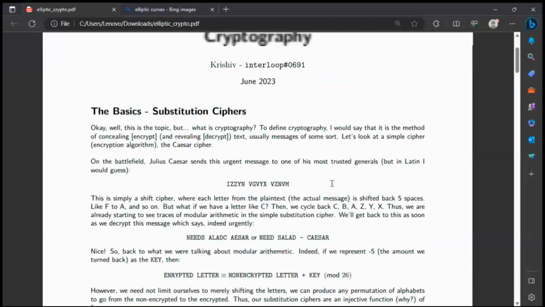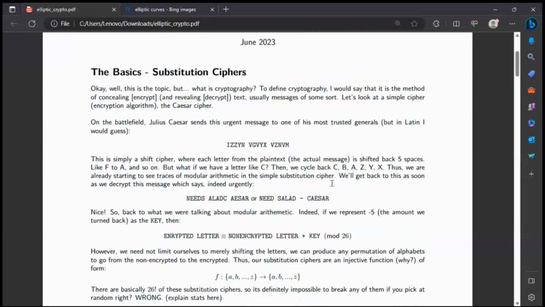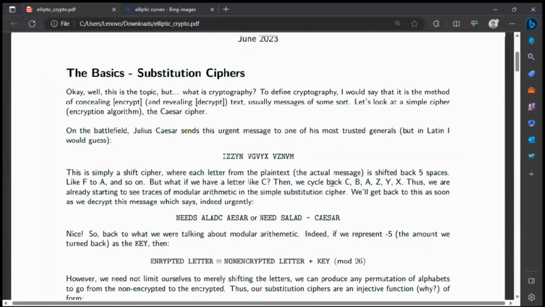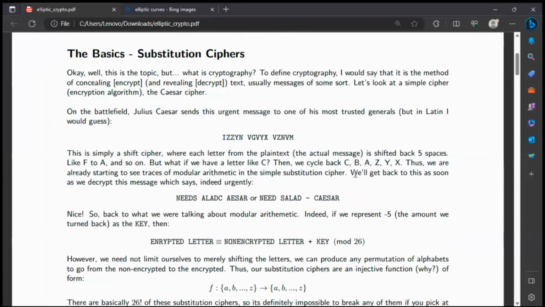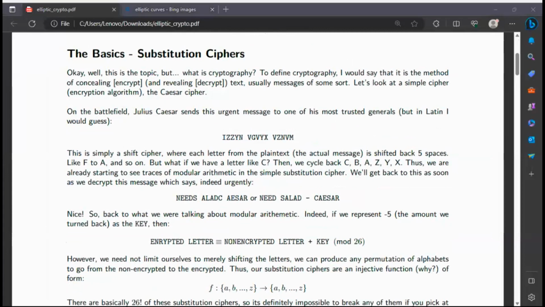So, what is cryptography? Could anyone give any sort of ideas as to what cryptography could be? Also, please try to reply if you can, I guess.